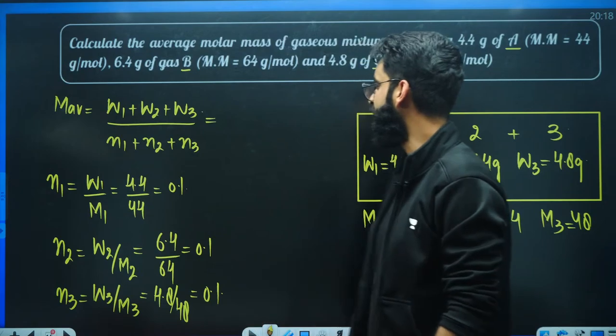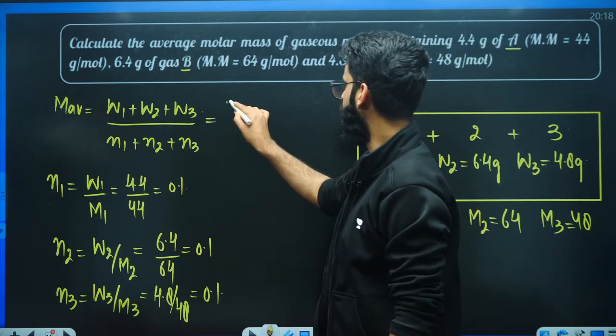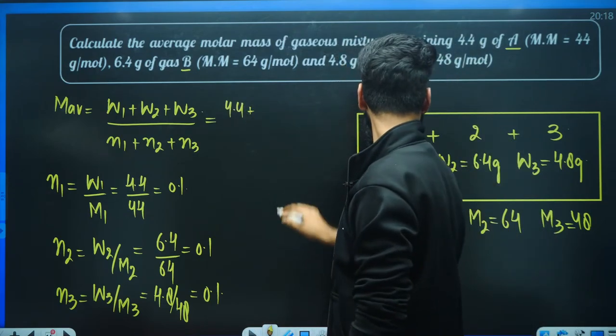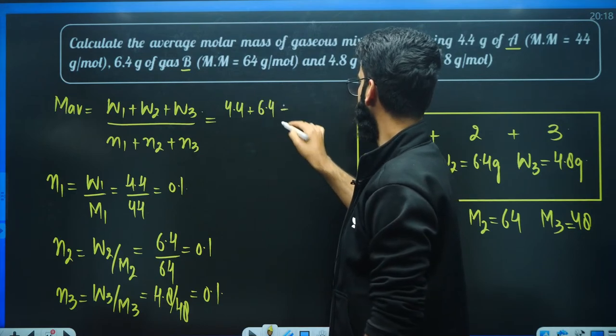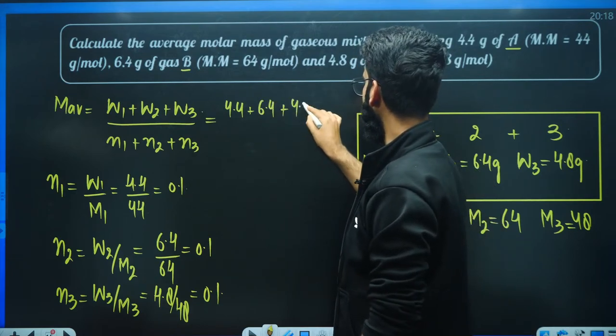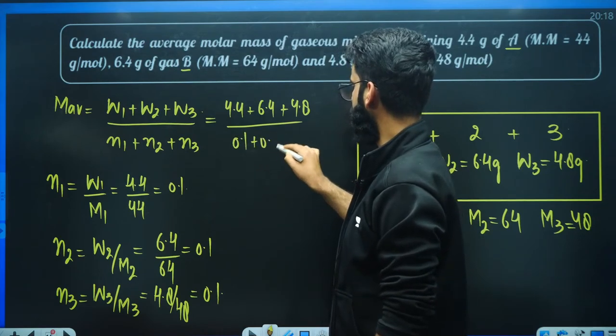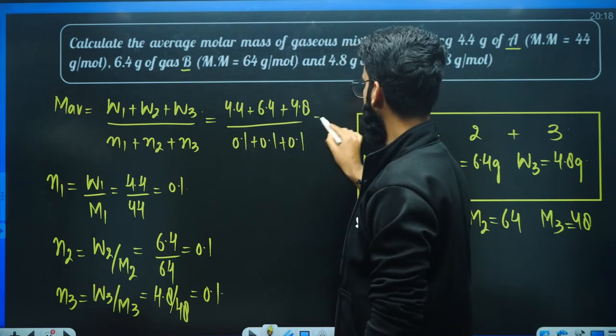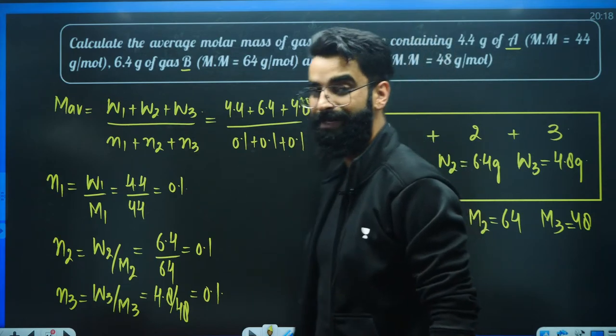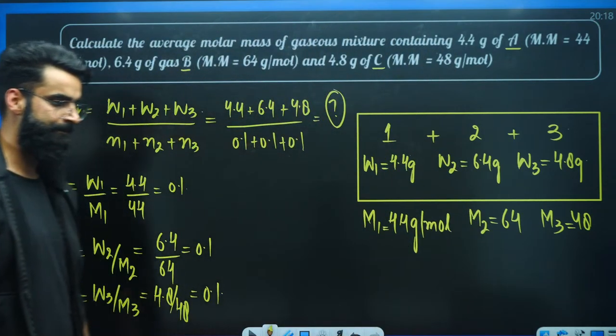Now use in the equation. W1 is 4.4 grams. W2 is 6.4 grams. W3 is 4.8 grams, divided by N1 is 0.1, N2 is again 0.1, N3 is again 0.1. Just solve it. You'll get the average molar mass of the gaseous mixture.